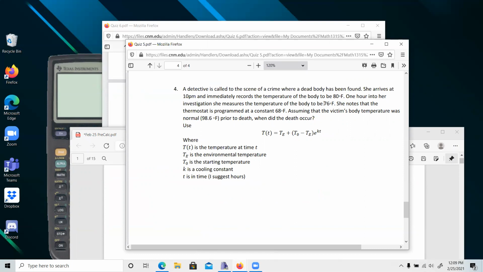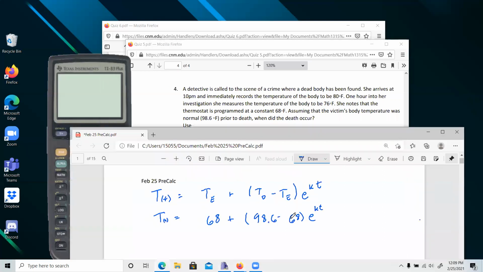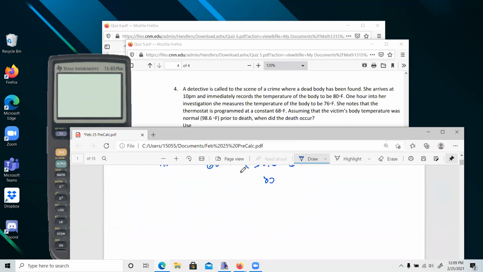We don't know how long she's dead, though. We don't know how long this person is dead. So actually, I'm going to change this T sub 0 to be 80, because once the clock starts at 0, the temperature is 80. When we advance the clock 1 hour, which is what we're going to do here, we're going to say 1, and we're going to have a different value here.